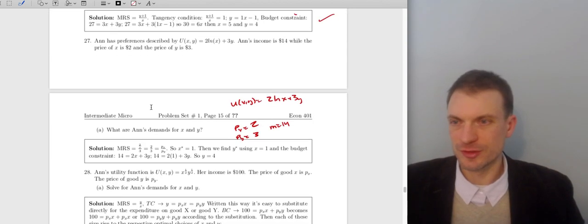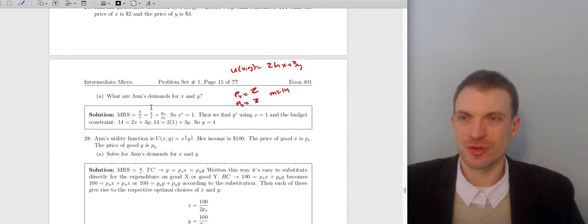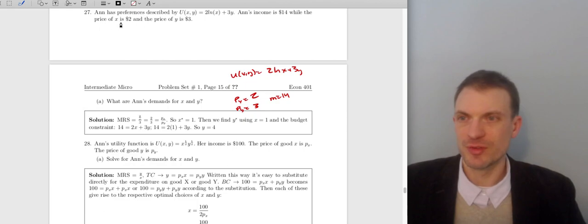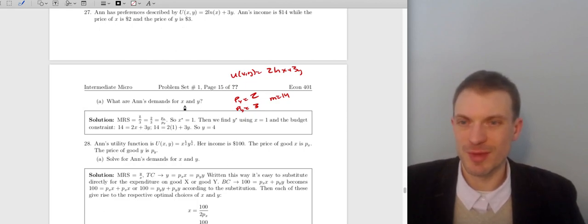All right, so 27. Anne has preferences described by utility equal to twice the natural log of x plus 3y. Anne's income is 14. Price of good x is 2. Price of good y is 3. What are Anne's demands for x and y?